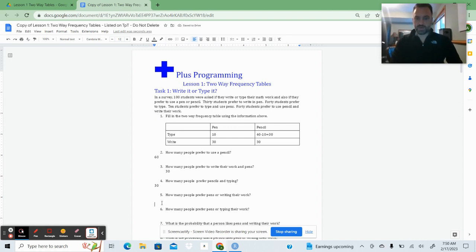How many people prefer pens or writing? So here pens is going to be 10 plus 30, which is 40, or writing, so I add the other 30, that's going to be 70 total. How many people prefer pens or typing? So here's pens or typing. So we have 30 plus 10 is 40, plus another 30 is going to be 70.